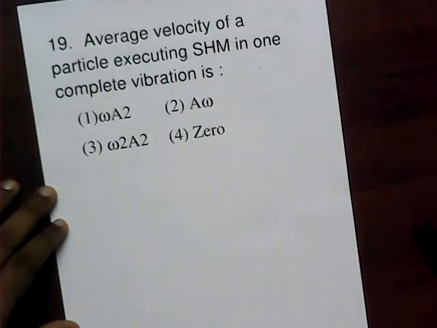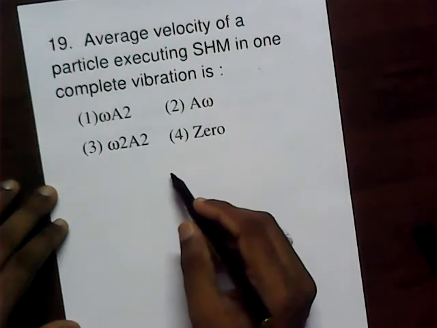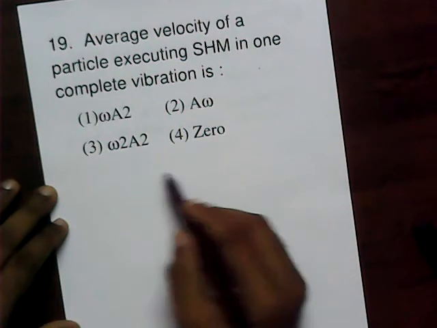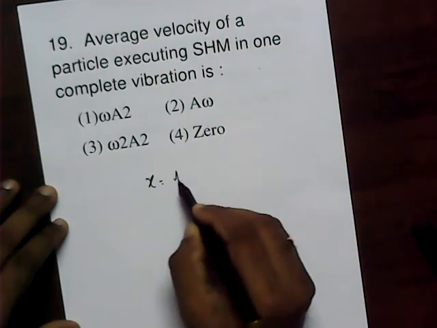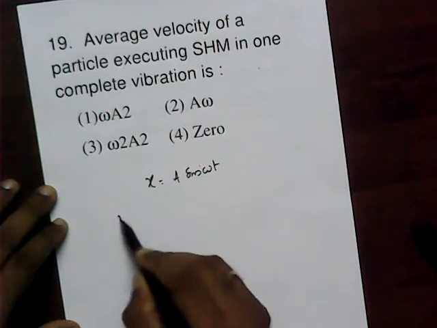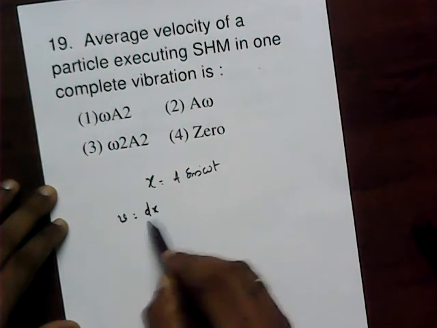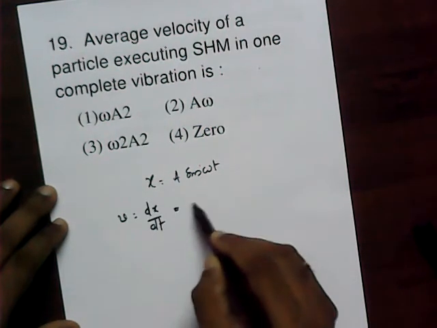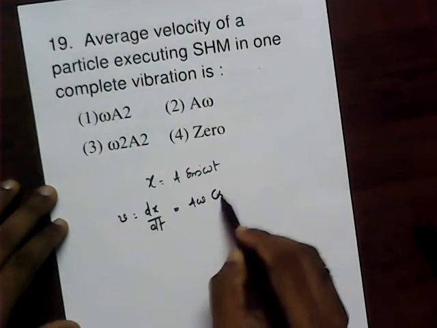Number 19. Again a simple question. Average velocity of a particle executing SHM in one complete vibration. You should know the displacement is x = a sin omega t. If we differentiate the displacement once, we get the velocity as v = a omega cos omega t.